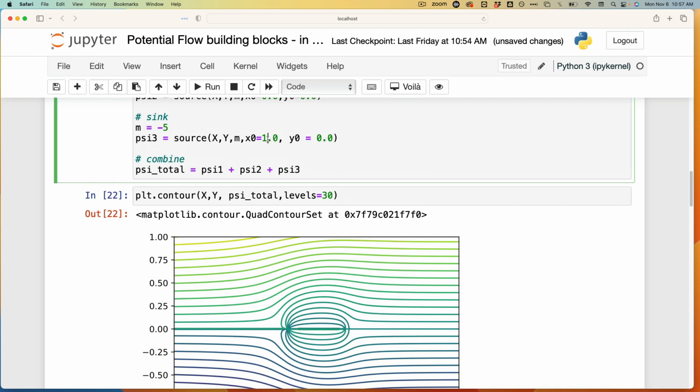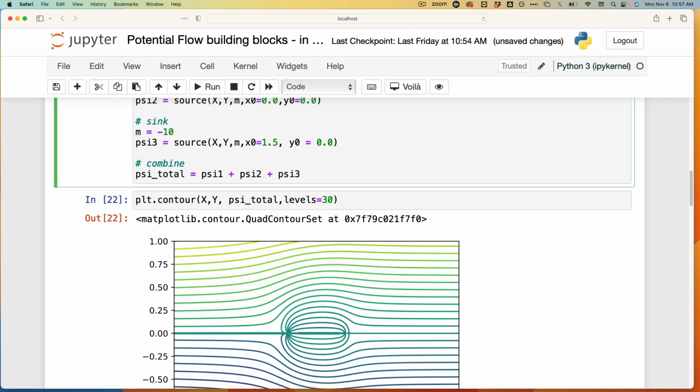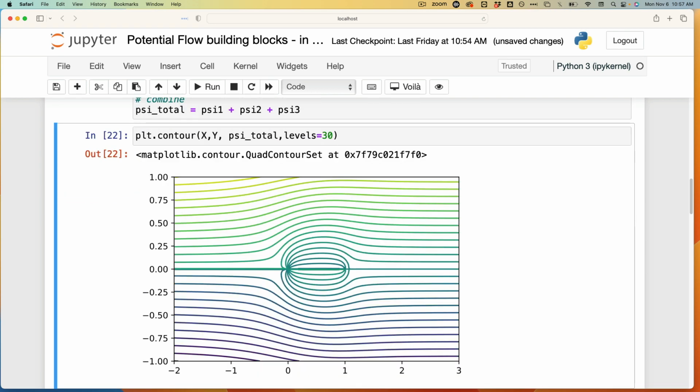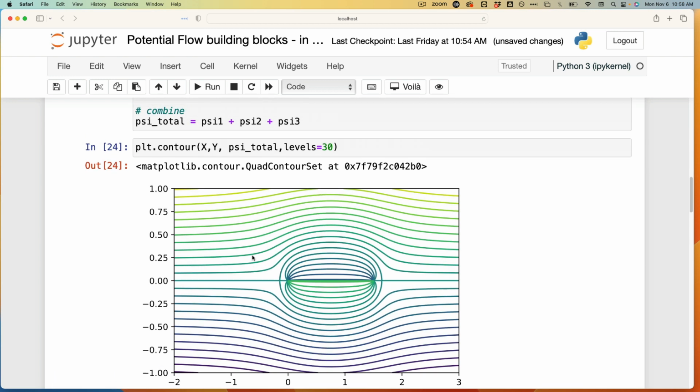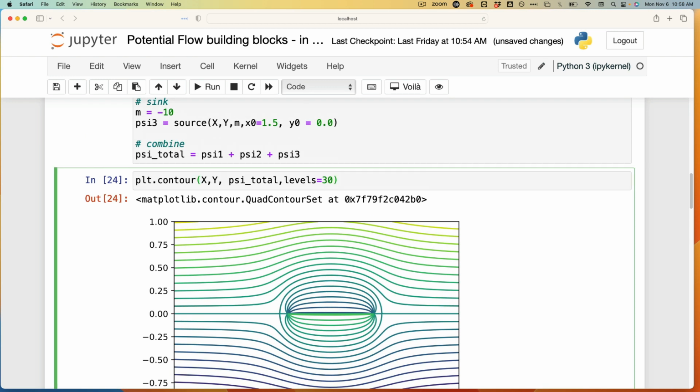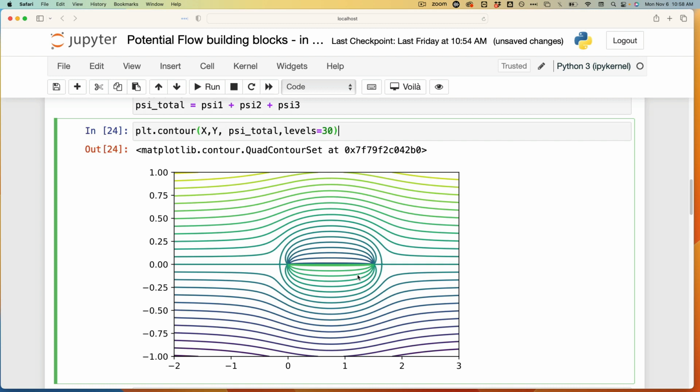Now, let me move this a little bit farther, like 1.5, and use the same strength for the source and sink. This is called a Rankine oval. It might look like a cylinder to you, but it's just an illusion, because the aspect ratio is not correct on this plot.